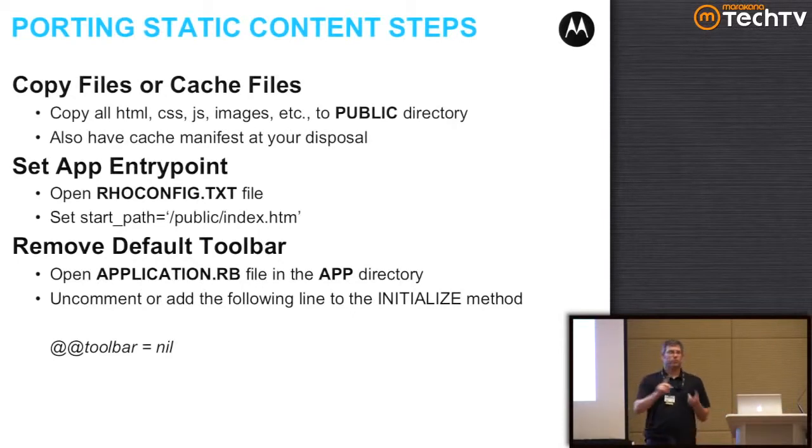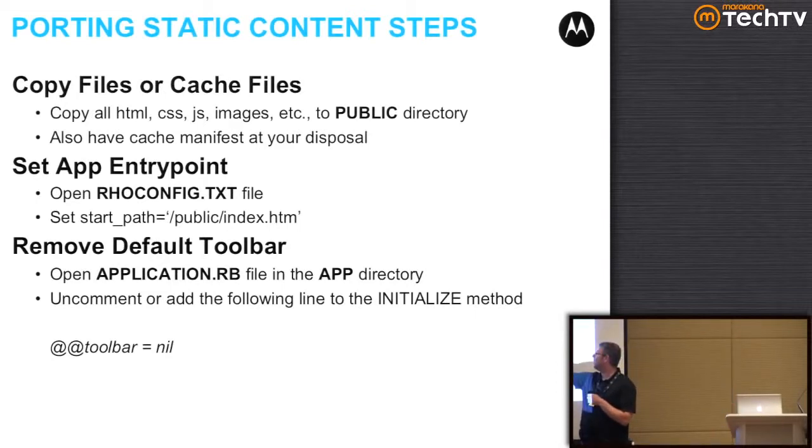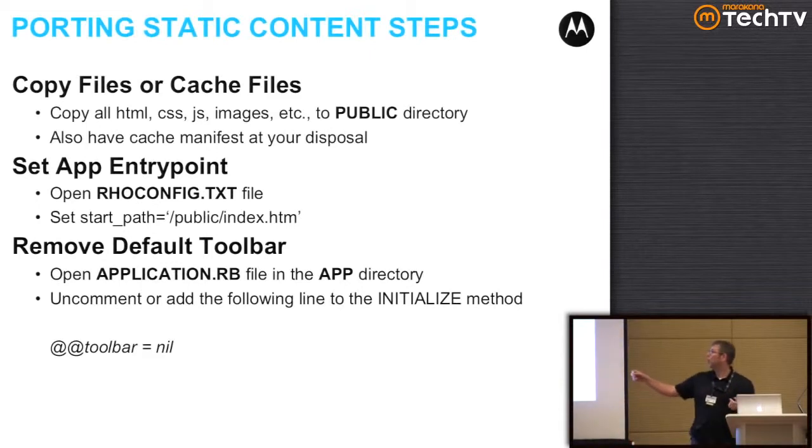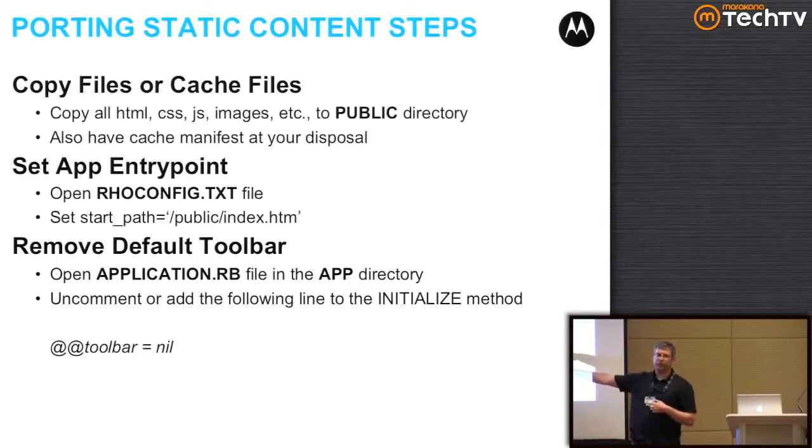Okay. So step 1, copy the files. Step 2, set your app entry point. Step 3 is to remove the default toolbar. So by default, we provide a toolbar in our apps. There's a very easy way to remove that, which is just go to the application.rb file in the app directory, and you either uncomment or add the following line, which is @add toolbar equals nil. By default, it should be in that file commented out. You would just uncomment it, but in case it's not there, just add that line.